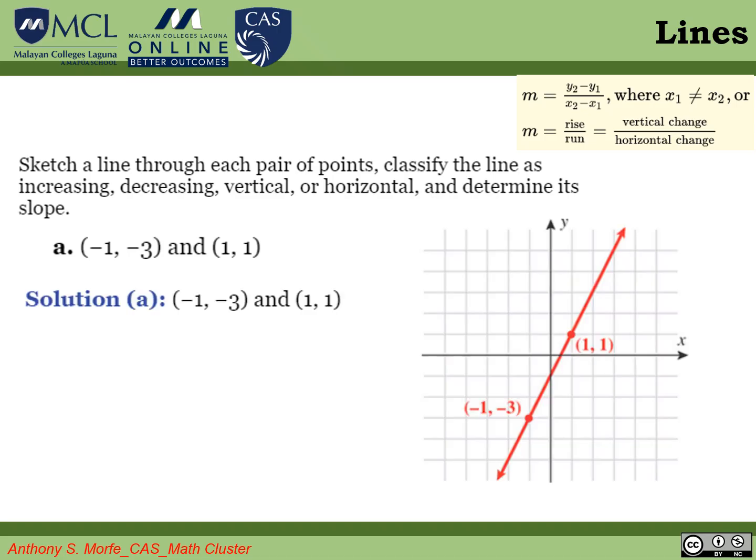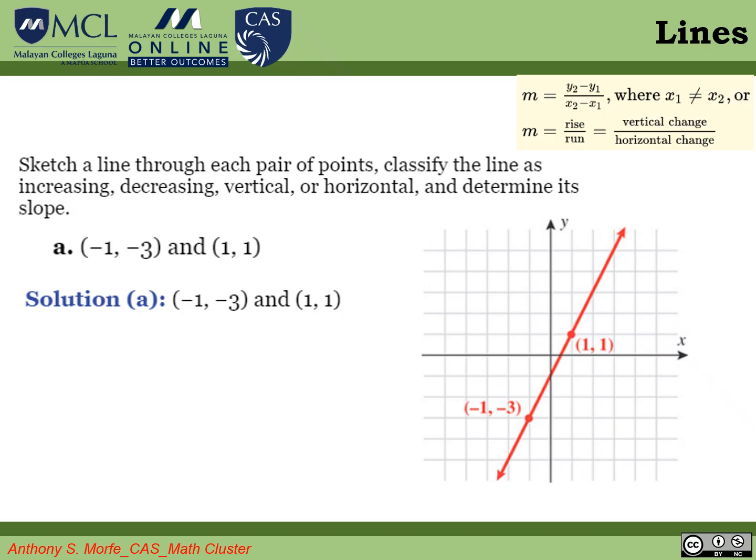Because in drawing a line, we just need 2 points. Connecting the 2 points, this is a line. Then you extend the end and put an arrow. Also here, you extend it and put an arrow. So like this. As you can see, the line is increasing.